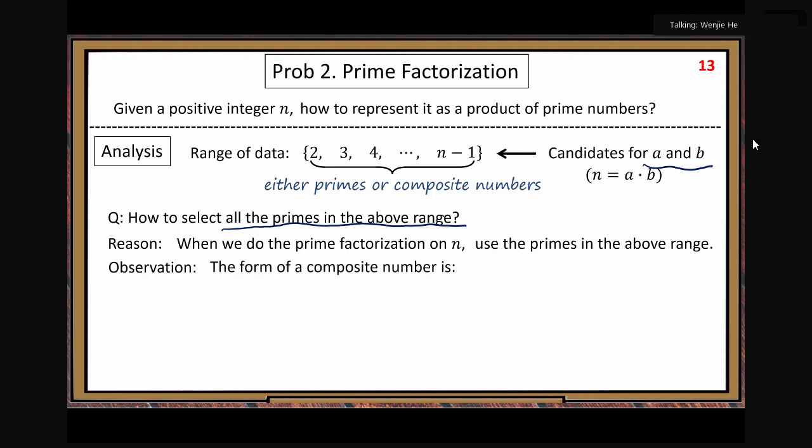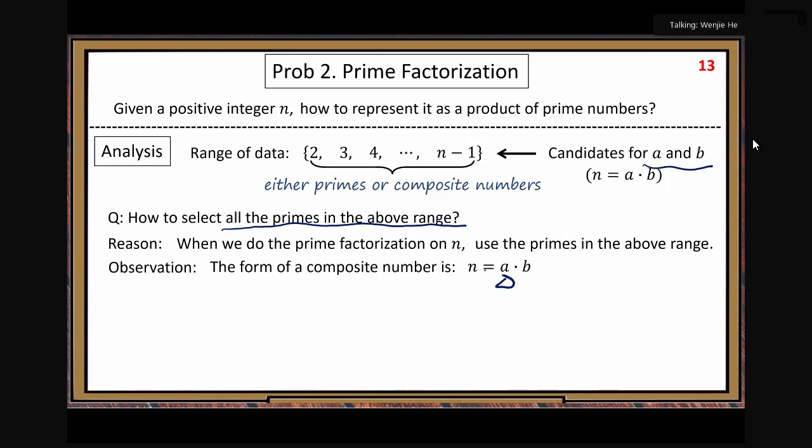Observation. The form of a composite number. Actually, the prime numbers are harder to determine than the composite numbers. Composite numbers are relatively easier to detect than prime numbers. When you find one of the non-trivial factors, then you know it's a composite number.